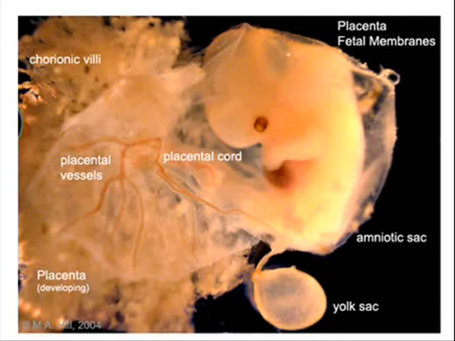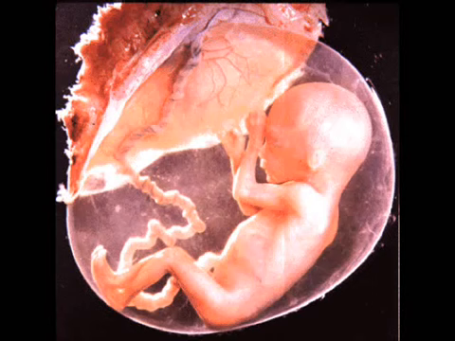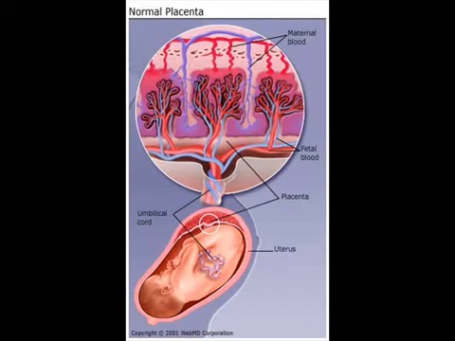In order for exchange of molecules to occur prior to 20 weeks of pregnancy, molecules would need to pass from the mother's blood vessels through the syncytotrophoblast and then the cytotrophoblast into the connective tissues to the fetal blood system. As pregnancy progresses, import and export rates must increase. The change in the placental membranes allows molecules to go from the mother's blood vessels to the syncytotrophoblast directly into the fetal blood.